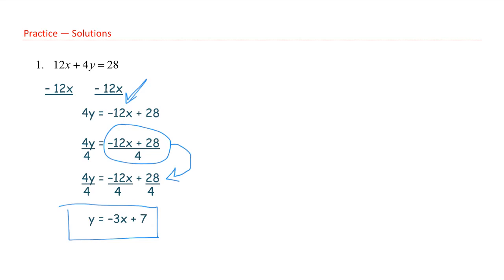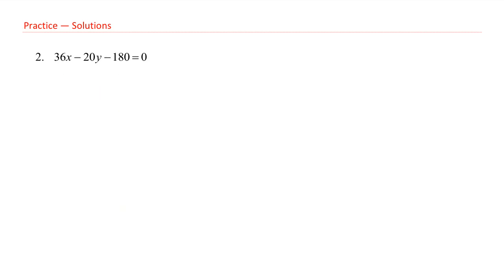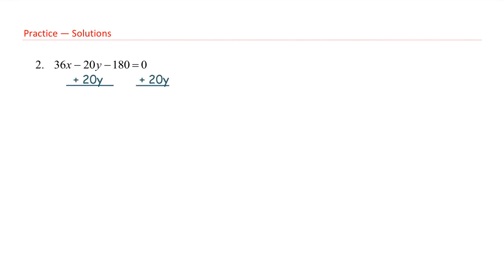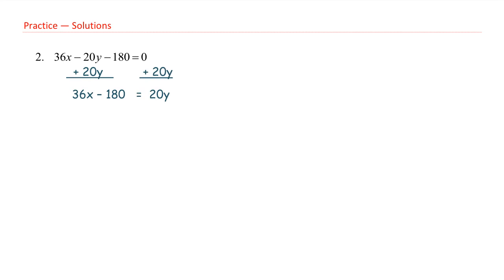Let's look at the next practice problem. 36x minus 20y minus 180 equals 0. Let's go ahead and put this into slope-intercept form. There's a couple different ways you could proceed in order to get the term containing y by itself. I'm going to start by adding 20y to both sides of this equation. And when I do that, the equation ends up looking like this. 36x minus 180 equals 20y.